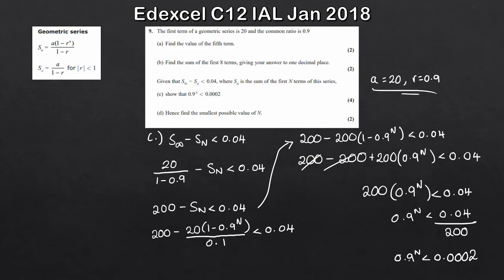Okay, which is what we need to show for part C. So that's 4 marks there. Quite a bit of working. Just got to be careful at this stage here. I think this is kind of the trickiest part, going from here to this line here. Okay, so that's part C.